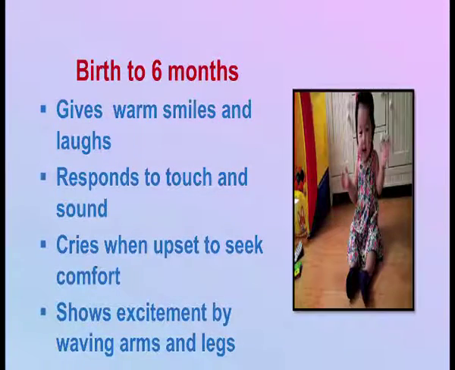Now if I talk about birth to 6 months, you can see in the picture the child is enjoying. Now let's see how he is showing his expressions. As we are talking about socio-emotional development, we have to focus on the emotions and how he gets along with others in the group. He or she gives warm smiles and laughs, responds to touch and sound, cries when upset to seek comfort, and shows excitement by waving arms and legs.